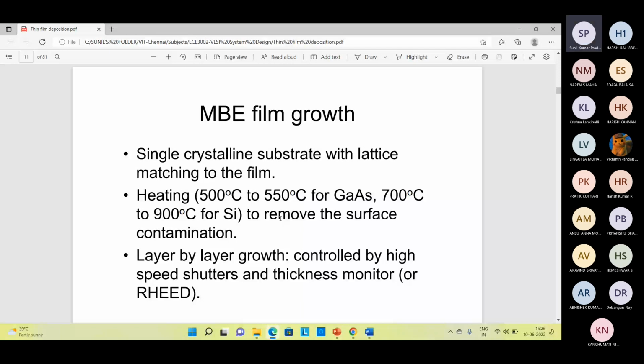Now, what about the layer by layer growth? That is controlled by high speed shutters and a thickness monitor. Generally the thickness monitor is there, where we can monitor the film growth. That can be done by the thickness monitor.